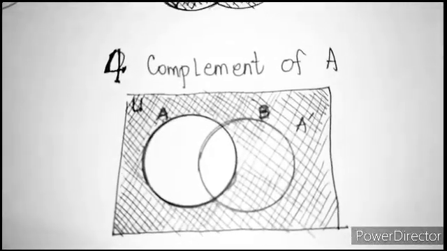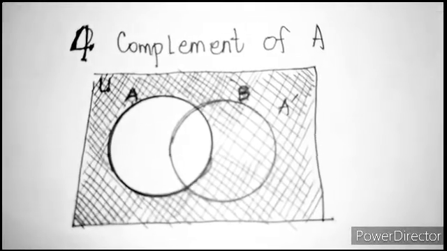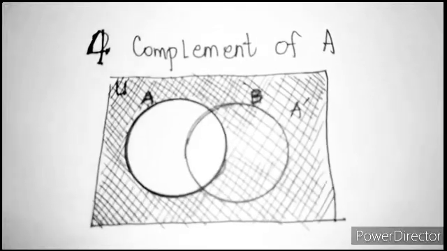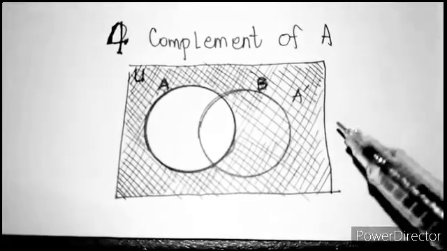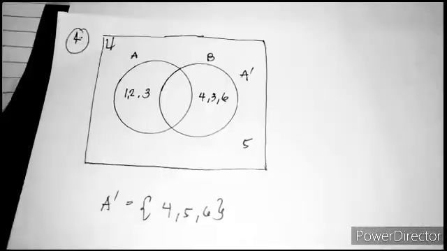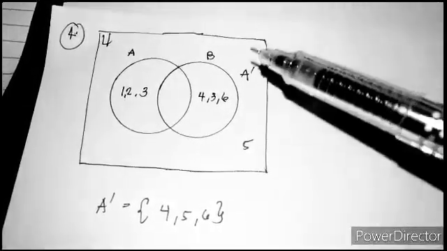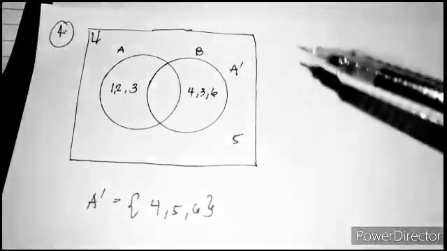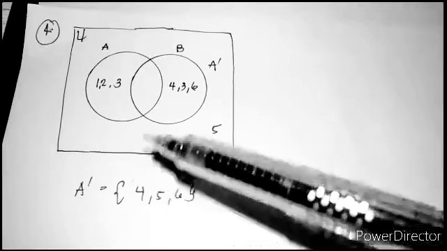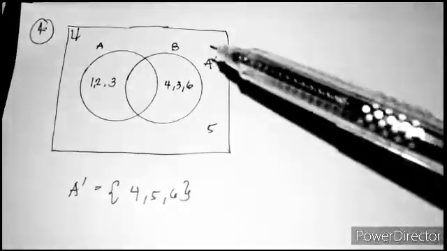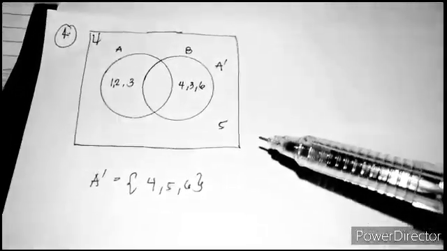The fourth one is the complement of A. It is a way of saying everything that is not in A. As you can see, the shaded part is the complement of A. For example, we have two sets here, set A and set B. In set A, we have 1, 2, 3. In set B, we have 4, 3, and 6. And outside of the sets, we have 5. So what is the complement of A? In A, we have 1, 2, 3, so the complement is everything that is not in A: 4, 5, and 6.